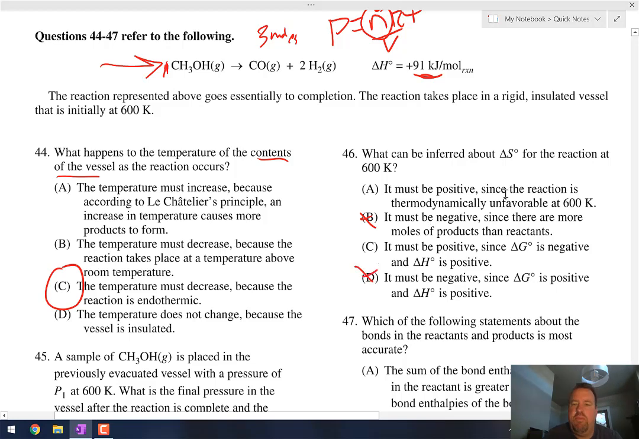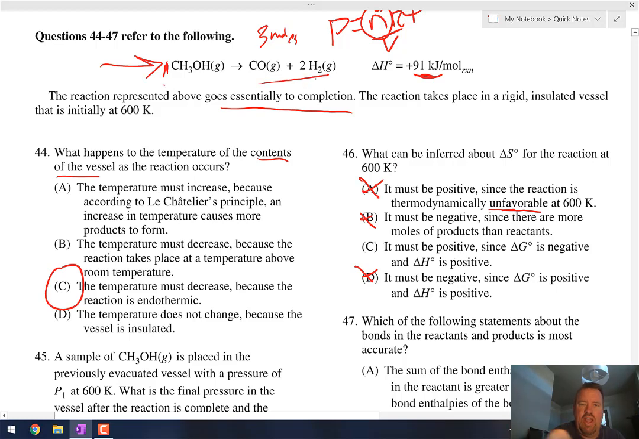Okay, and it must be positive since the reaction is thermodynamically unfavorable at 600 Kelvin? Well, it goes essentially to completion, so I don't think that it's thermodynamically unfavorable. Okay, C, it must be positive. Why must it be positive? There's lots of reasons why.